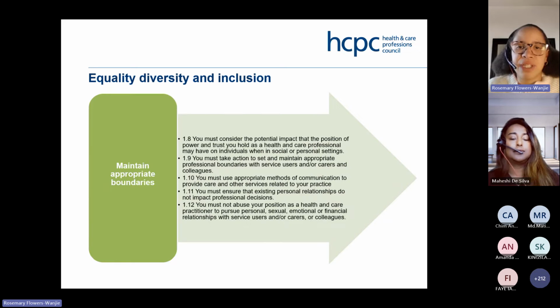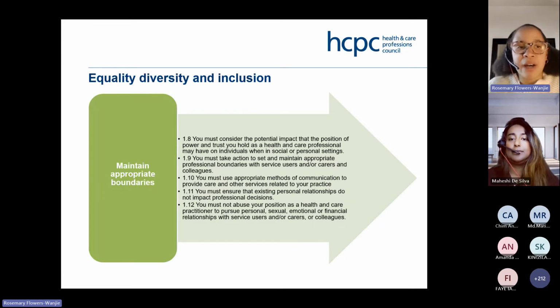In this section of Standard 1, which is all about maintaining appropriate boundaries, we've added 4 new standards. Those are 1.8 through to 1.11. So Standard 1.8 introduces active language for registrants to consider the potential impact of their position of power and trust in social and personal settings. Similarly, Standard 1.9 introduces active language around setting professional boundaries, specifically requiring registrants to take action to set these boundaries with service users and/or carers and also colleagues. Standard 1.10 requires registrants to use appropriate methods of communication in their provision of care. And the new Standard 1.11 makes it clear that registrants must ensure that any personal relationships between colleagues should not influence a registrant's professional decisions.